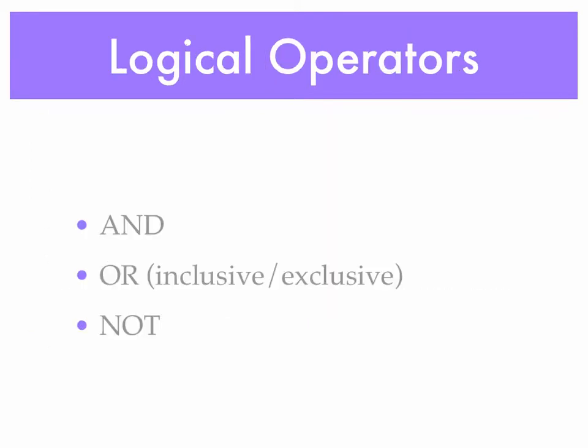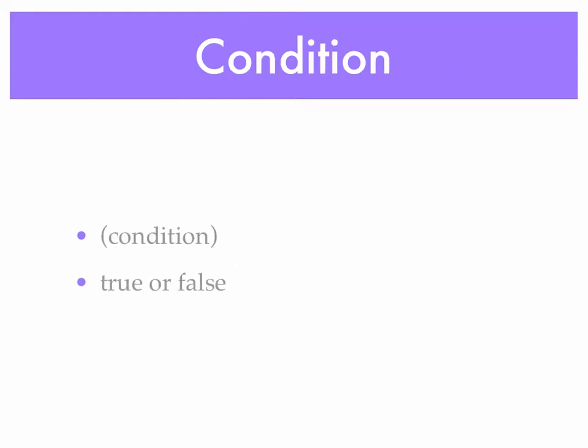Now, Boolean logic uses logical operators, the and, the or, and the not. We have both an inclusive and an exclusive or. So our logical operators are the and, the or, and the not. When we're looking at Boolean logic, we are looking at conditions. And a condition is a test, something that evaluates to true or to false.